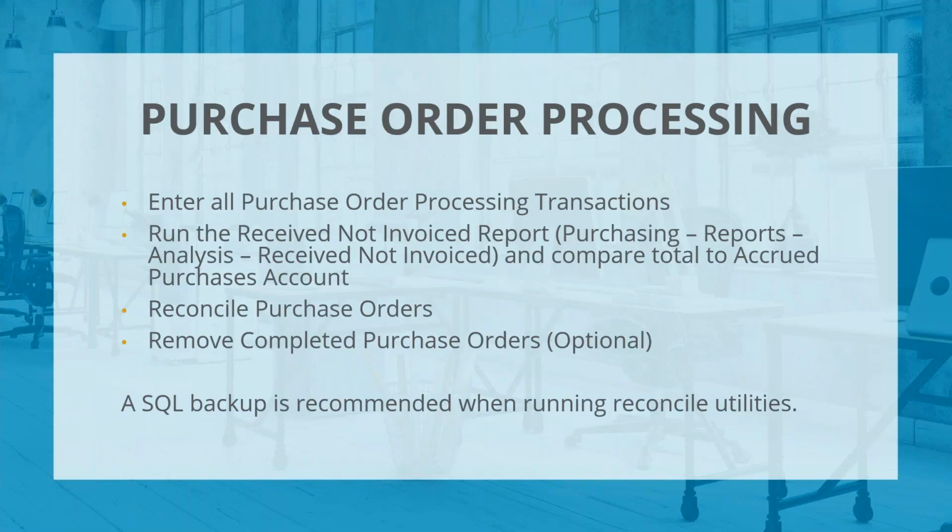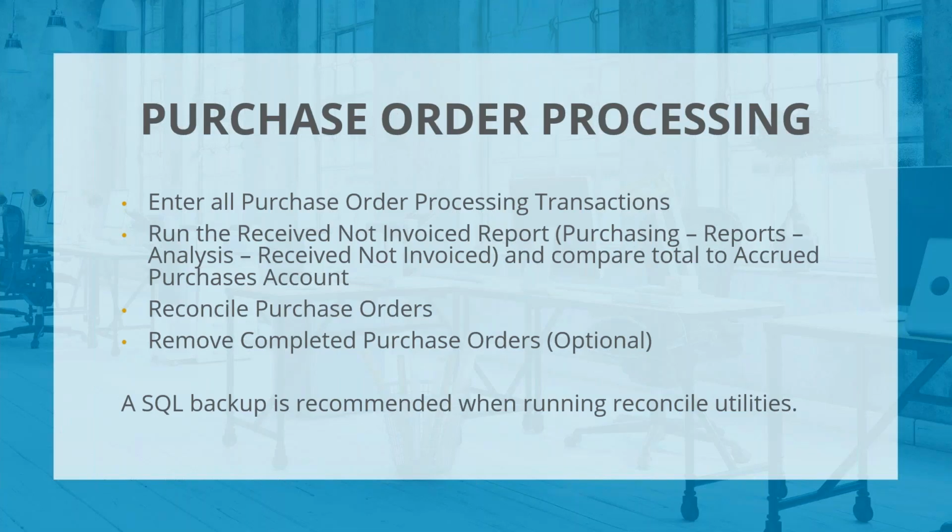Purchase order is very similar. There's not actually a button to push that says close the year, but it's the same type thing. You want to enter all your purchase order transactions. You can run the received not invoiced report so that you can compare that. That's just a year-end tie out to make sure that what you have received but not been invoiced for matches your accrued purchase account. So just a reconciliation. The reconcile purchase orders is a process you run in GP. Again, it could take a while to run depending on how many purchase orders you push through the system. So you may want to run it in a test company first or run it on a weekend first to get a feel for how long it takes.